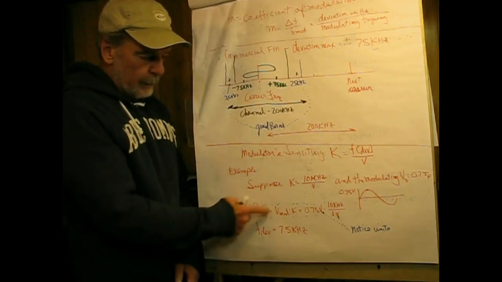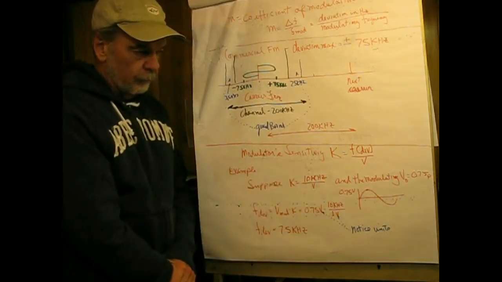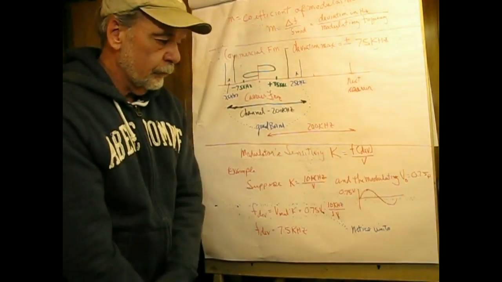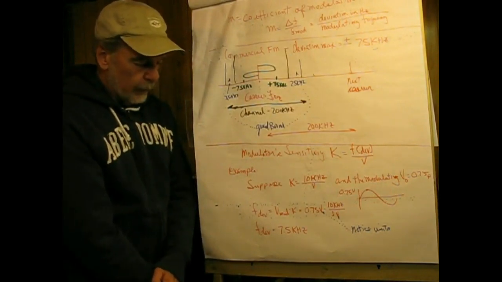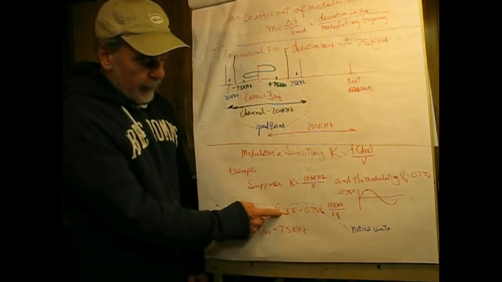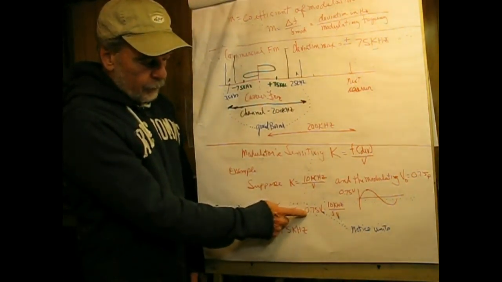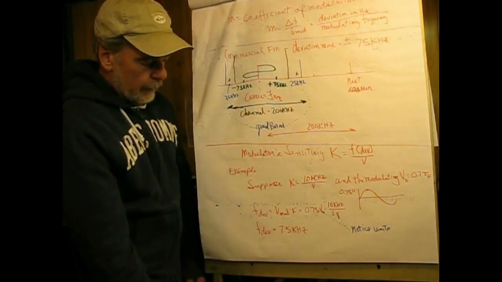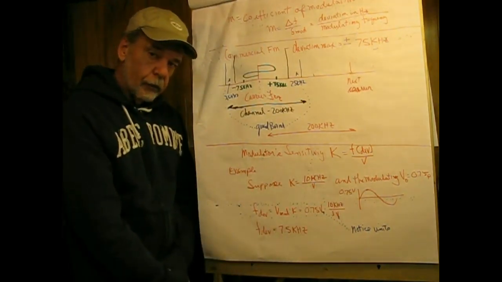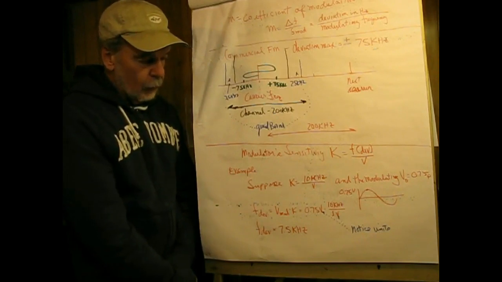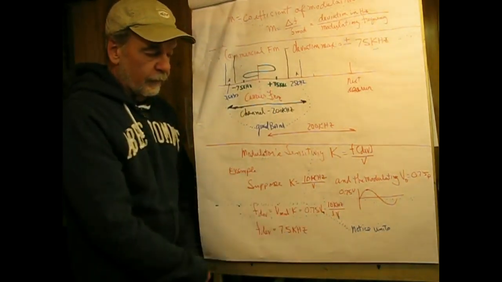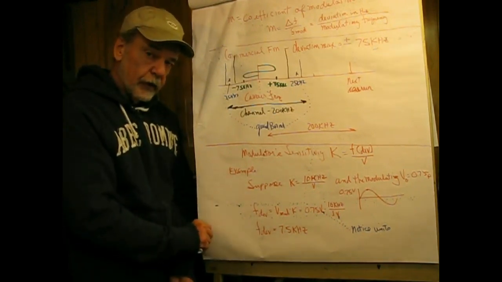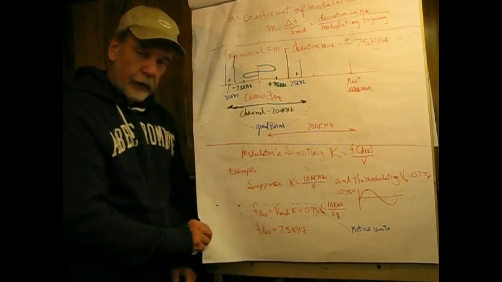Suppose, for example, that K equals 10 kilohertz per volt, and the modulating voltage is 0.75 volts peak. What we would have for deviation then would be the modulating voltage times K, 0.75 volts times our constant here, and that would give us 7.5 kilohertz of deviation. Now what to note here is that the units of volt divide out, and what we're left with is a frequency, which we would expect if we're talking about frequency deviation.